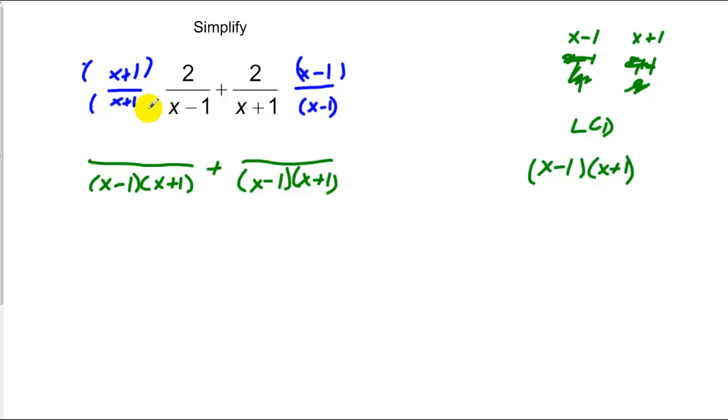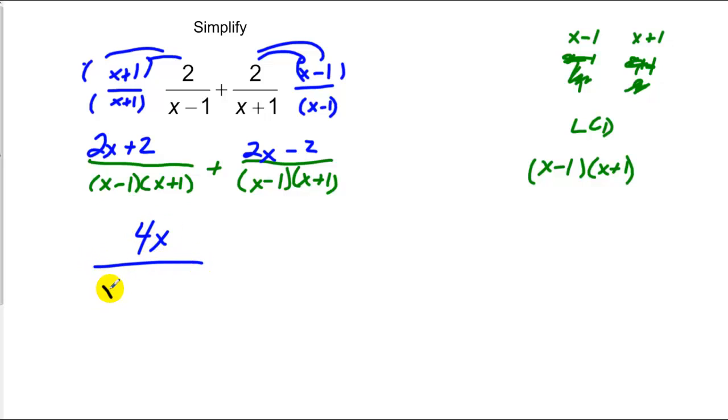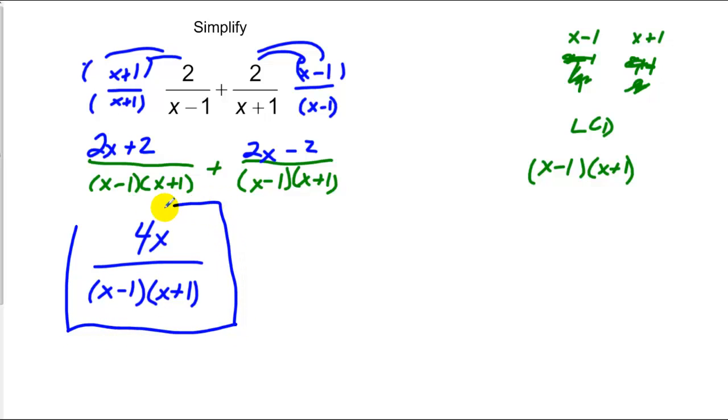And so what I'll have to do is distribute through, leaving me with a 2x plus 2 and a 2x minus 2. Combine like terms gives me a 4x over x minus 1 times x plus 1. There are no common factors, so no reducing is left. I don't have to multiply that denominator out, so just leave it as is.